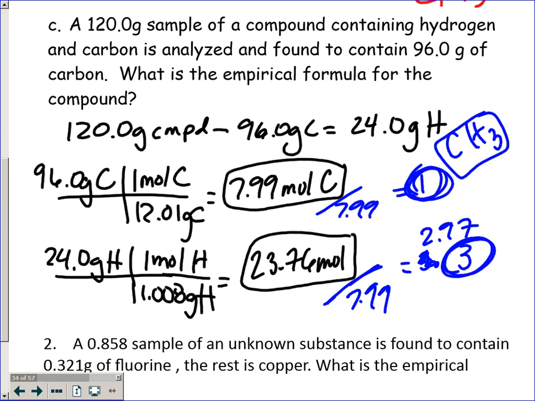When we get to the moles, can we not round that to the 6? I don't round. This is not your final answer.